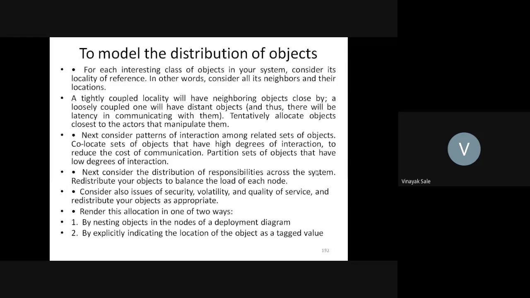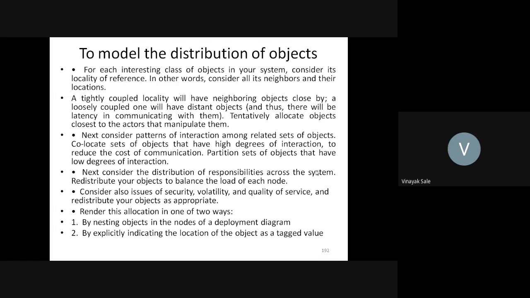So to model the distribution of objects for each interesting class of objects in your system, consider its locality of reference. In other words, consider all its neighbors and their locations. A tightly coupled locality will have neighboring objects close by. A loosely coupled one will have distant objects. Tentatively allocate objects closest to the actors that manipulate them.